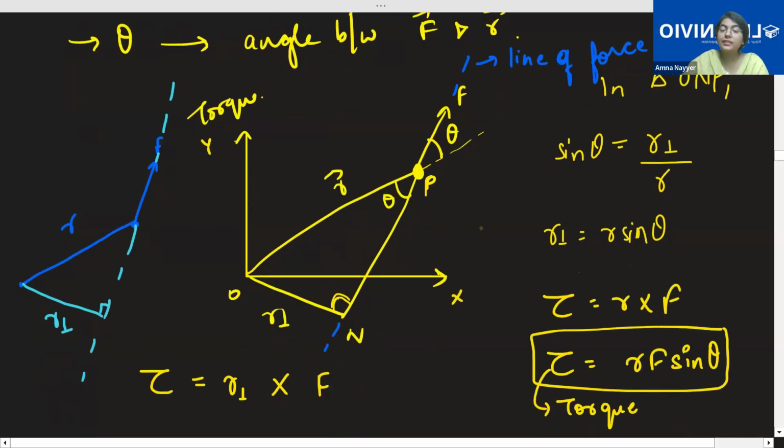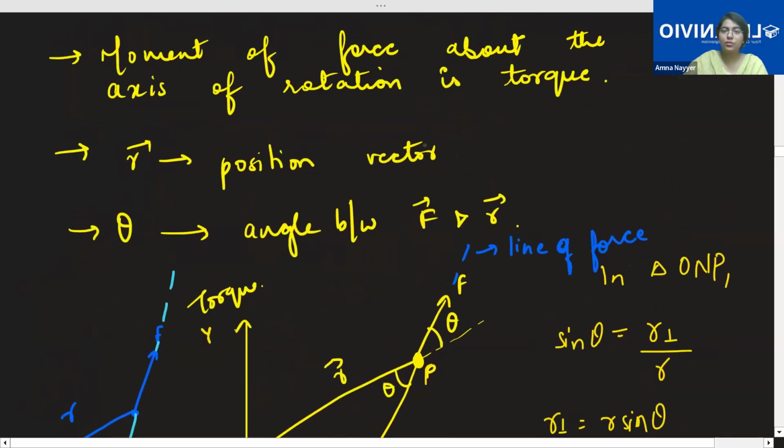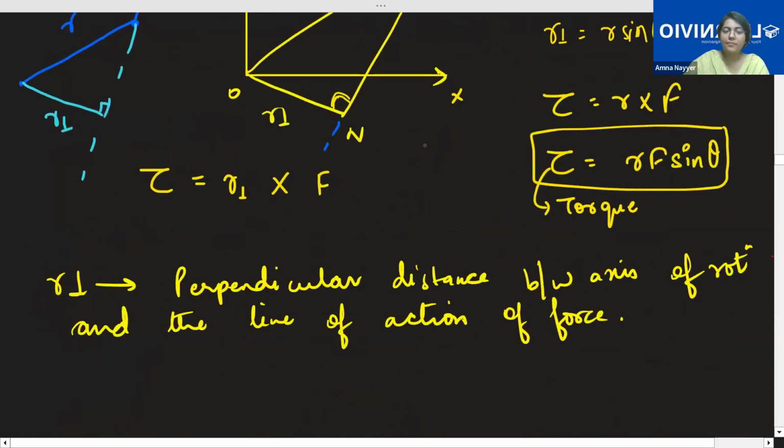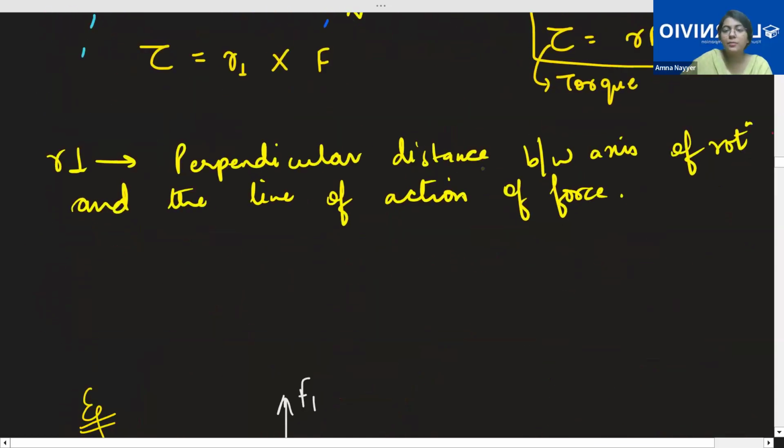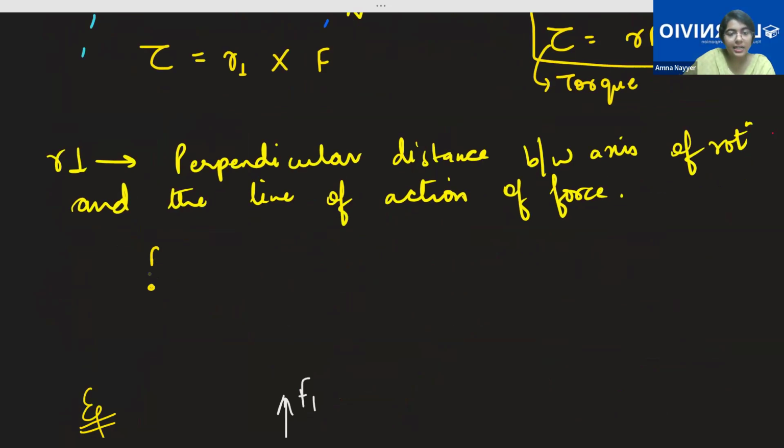And what is this theta? This is the angle between the radius and the force. So R perpendicular is the perpendicular distance between the axis of rotation and the line of action. If a force is acting in this way and I have a position vector like this, both of them are making an angle of 90 degrees.